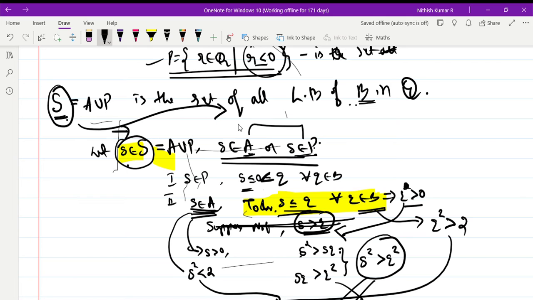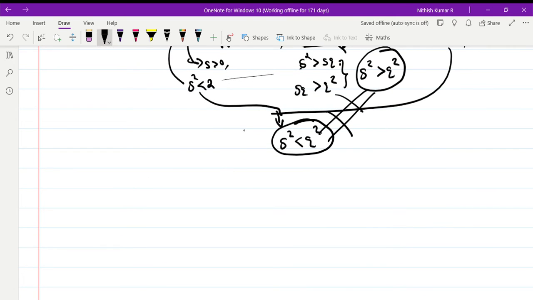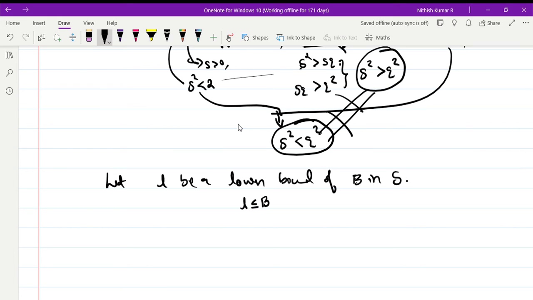Now we need to show that every lower bound of B is an element of A. Now take a lower bound. Let L be a lower bound of B in Q. That means L is less than or equal to P for all P belongs to B.